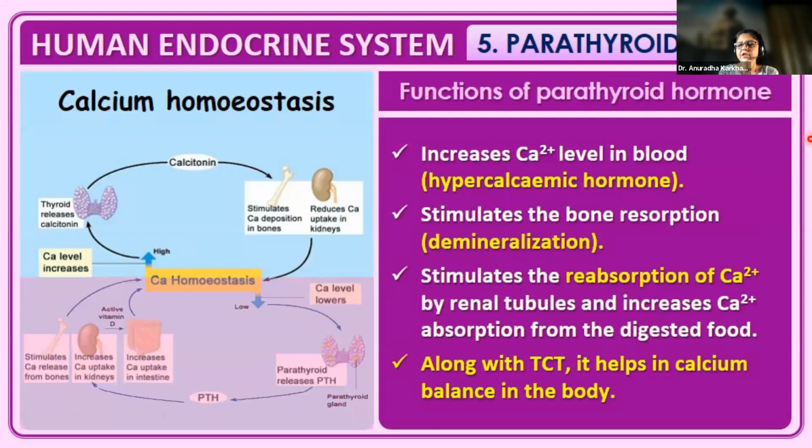Function of the parathyroid gland: it increases calcium level in the blood. We call it hypercalcemic. Now see, thyrocalcitonin was lowering the calcium in the blood. PTH is going to increase the calcium level in the blood. Now is this good or bad? What do you think? Is an increase of calcium level in the blood good or bad? Good, bad, bad, good, maybe balancing, bad. Okay. I'll tell you.